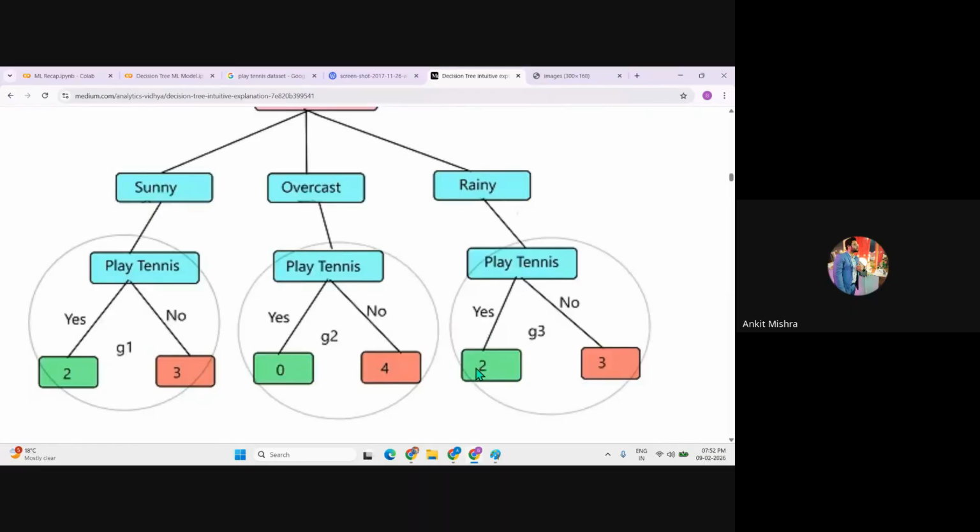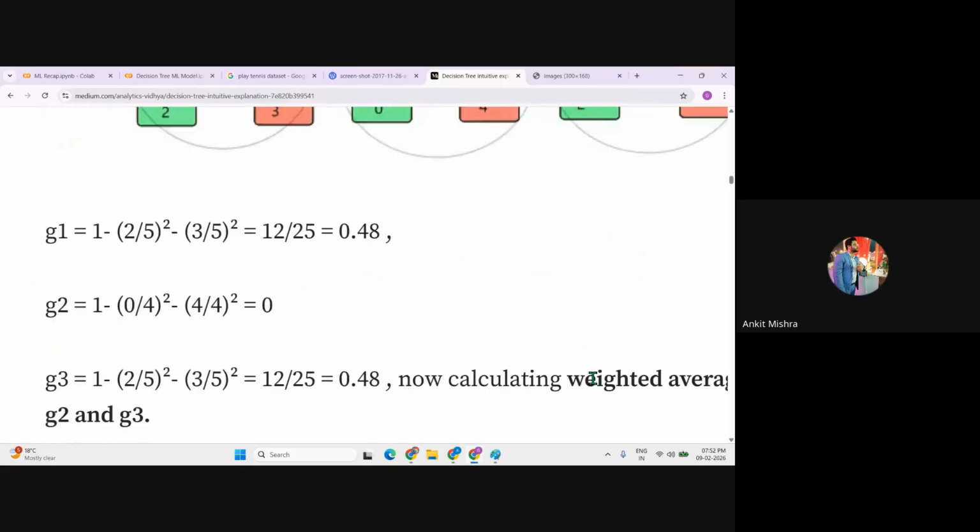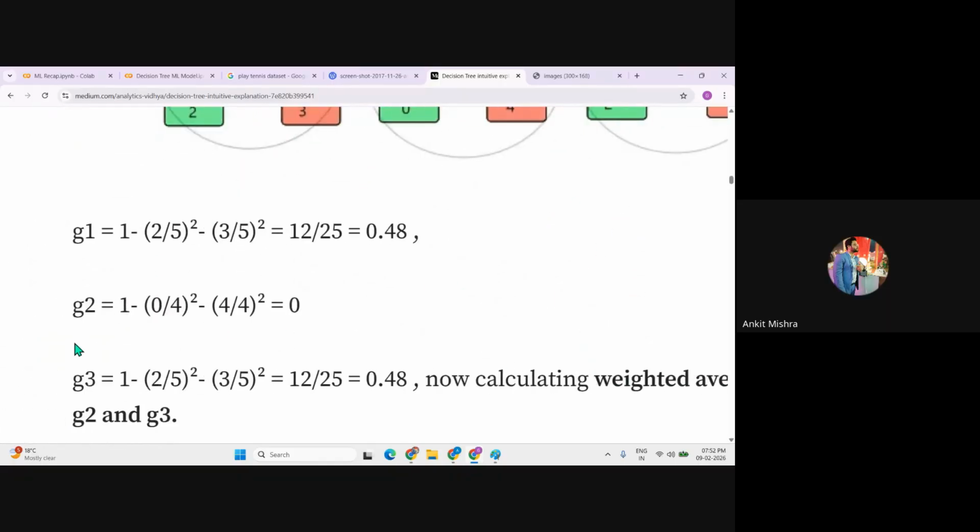Again, we are getting the values 2 by 5 and 3 by 5. So you can put them into the same formula: 1 minus (2 by 5) squared minus (3 by 5) squared. Once you solve this, you will get the value of G3 as 0.48, the same as G1.